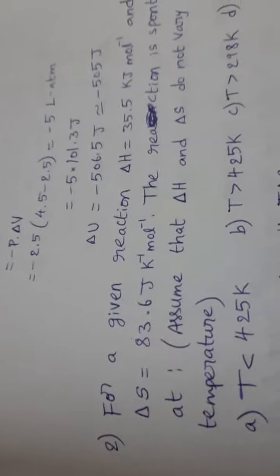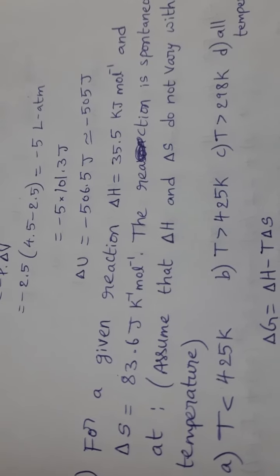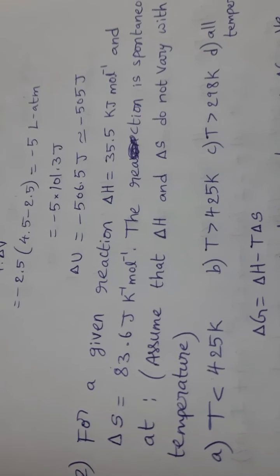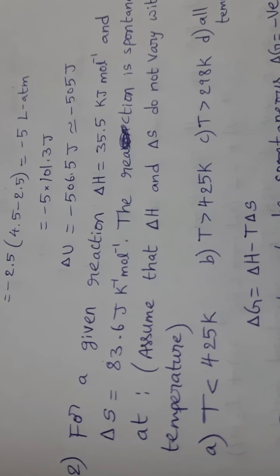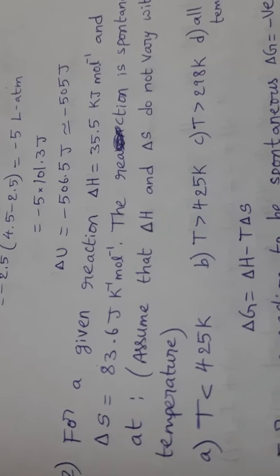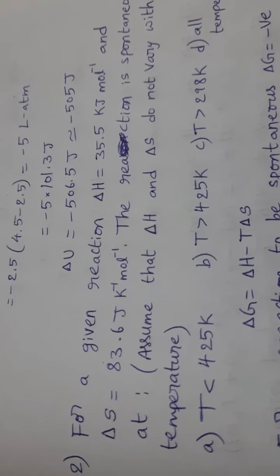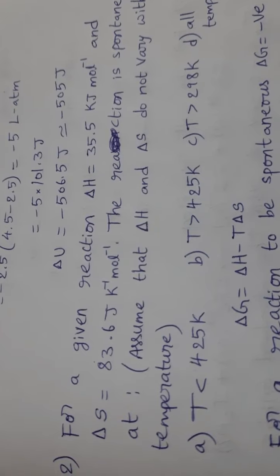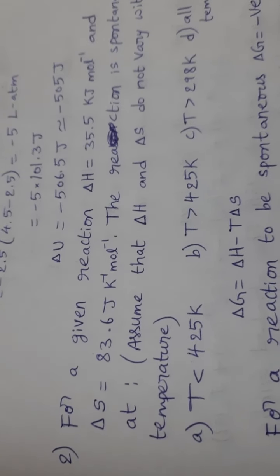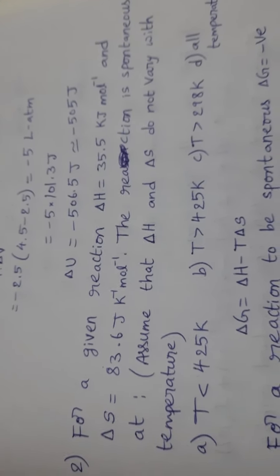Okay. Next, in the same 2017 NEET exam, another question is, for a given reaction delta H equal to 35.5 kilojoule mole inverse and delta S equal to 83.6 joule Kelvin inverse mole inverse, the reaction is spontaneous at. Here delta H, delta S values are given. At which temperature the reaction is spontaneous, we should find out. Assume that delta H and delta S do not vary with temperature.